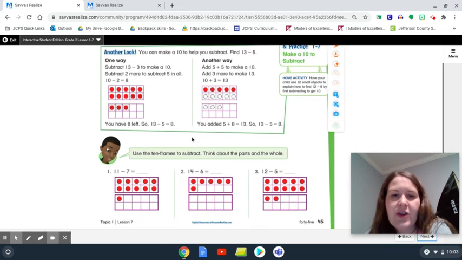All right, so here we are. This one and this one are pretty easy. They gave you 11 counters. You need to take away 7. Over here, they gave you 12. You need to take away 5. This one's a little more tricky.